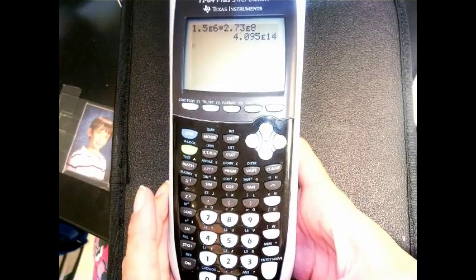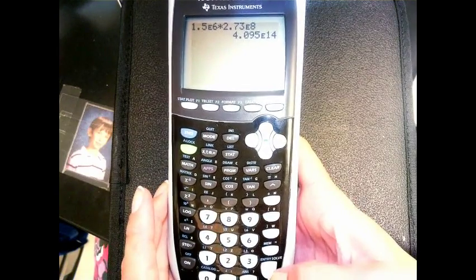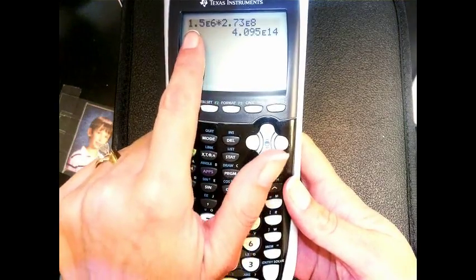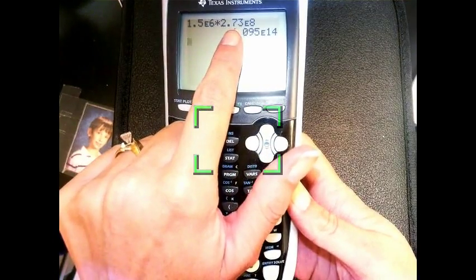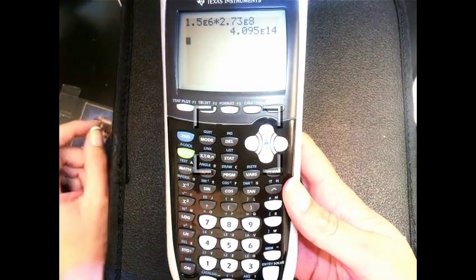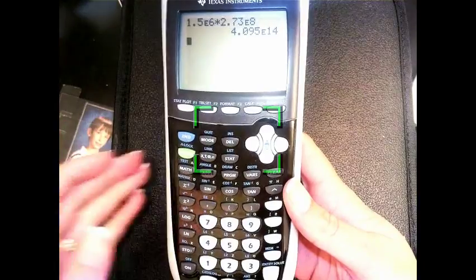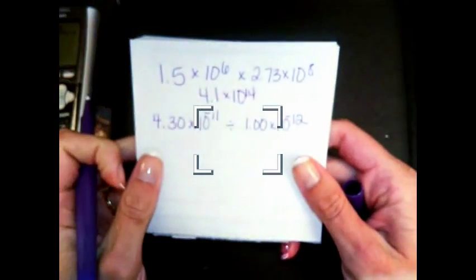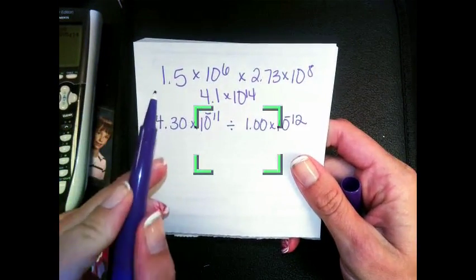Of course, we're going to round our final answer to proper significant figures. And because we're multiplying here, we have two significant figures in 1.5. 2.73 has three significant figures, so our final answer could have two significant figures. So your final answer you'd want to round to would be 4.1 times 10 to the 14th. And that would be your answer for this one. And that's how you would report your answer for the first problem on here.